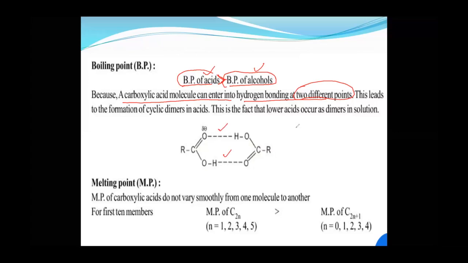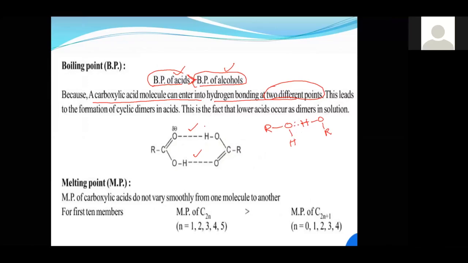But in case of the alcohol, only one hydrogen bond will be there. One hydrogen bond is weaker, two hydrogen bonds are stronger. Therefore, the boiling point will be higher. So that is the difference between the boiling points, along with the reason.